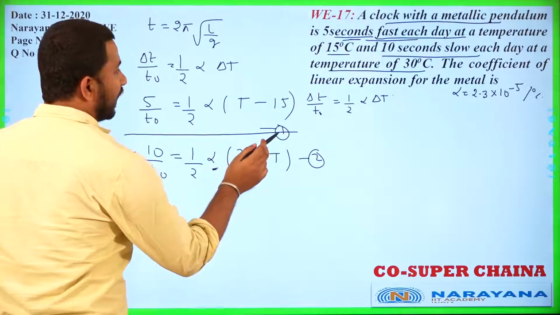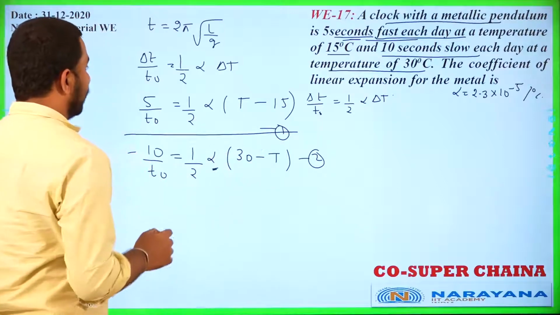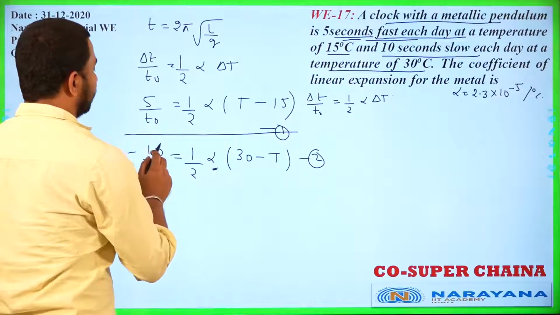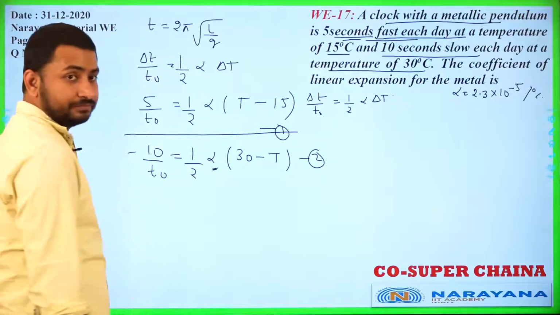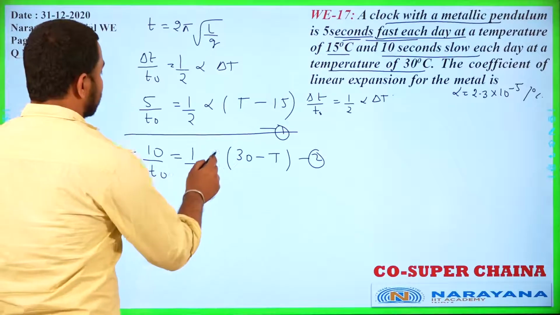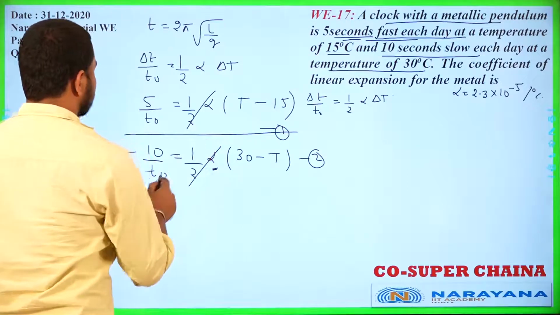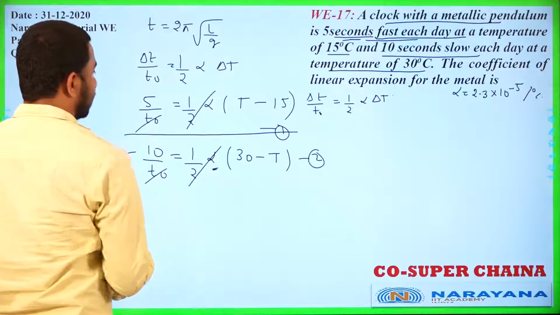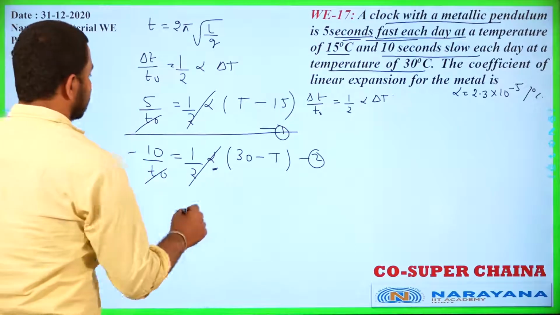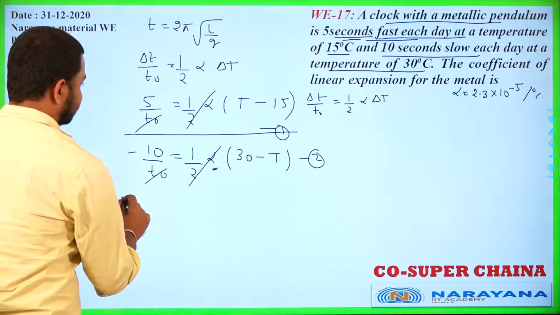We can get the value of T from there. Once we get the value of T, we'll substitute and we'll get the value of alpha. So what we'll do, we just substitute: half alpha can be cancelled out here, T naught can be cancelled out here. So what we are getting here, just cross multiply the thing here.